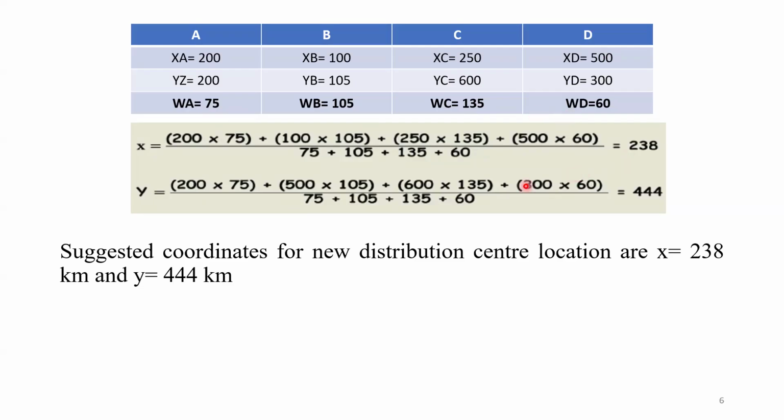In the same way, I'm going to go for the y axis value. Same like that, 200 into 75, 105 into 5. So I'm getting 444. So my coordinates are 238 comma 444. If you set up your location on the 238 comma 444 axis, you'll have ease of access to all the sites: site A, site B, site C, and site D.